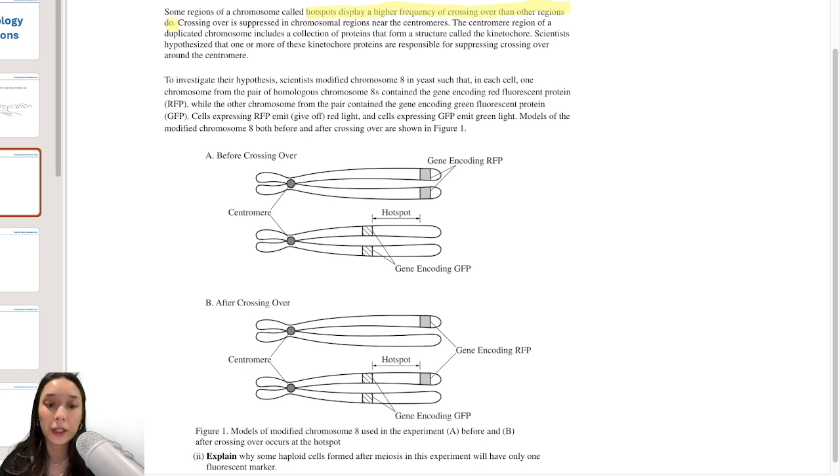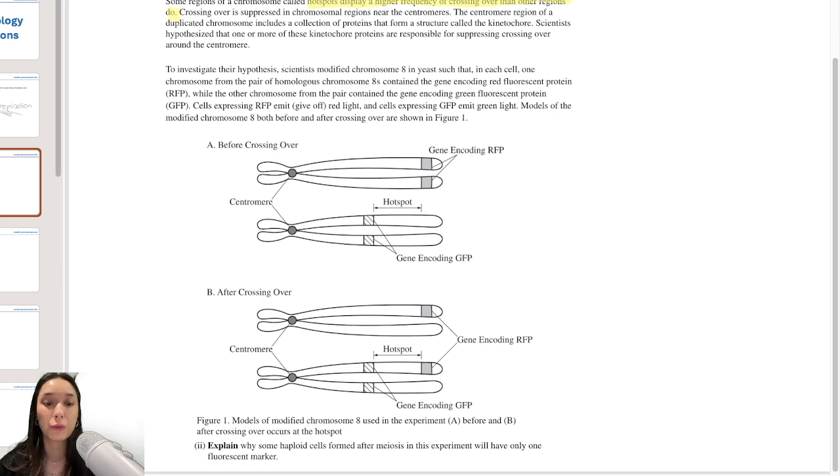So they do give you a figure in this one. Always read your figure captions. It says, models of modified chromosome 8 used in the experiment, A before and B after crossing over occurs at the hot spots. So this is before crossing over. You can see that you have 2 homologous chromosomes here. Again, always remember the difference between homologous chromosomes and sister chromatids. These are homologous chromosomes. One of them has RFP, the red light, and one of them has GFP, the green light.